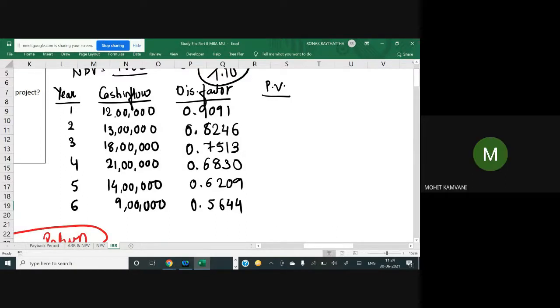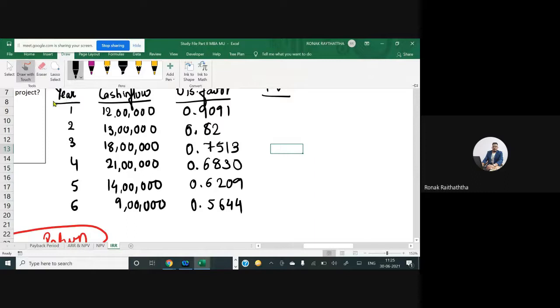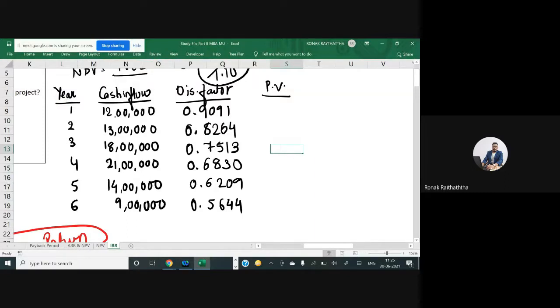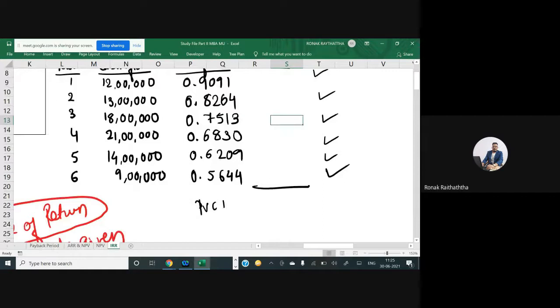Yes, please. Hello, sir. Sir, in second it is 0.8264. अच्छा 46 नहीं 64 है, कोई बात नहीं. Okay, so please multiply the discounting factor and cash inflow. I do not want all this. You can just give me straight away the final one, PVCI, total of this.